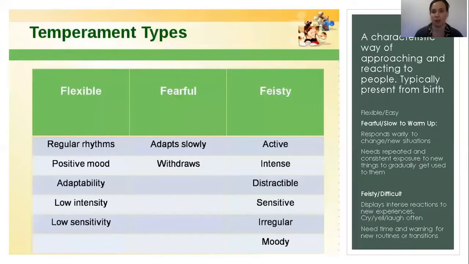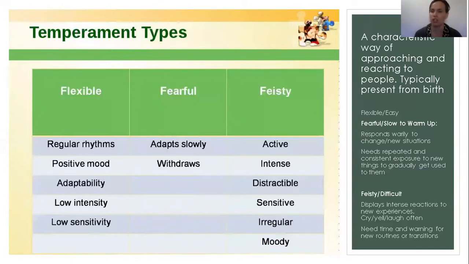We are going to talk about temperament, and really temperament is a way of approaching and reacting to people, and they are most likely present from birth. So in my case, my 3 daughters, I have a feisty and 2 flexibles. With the flexible, it's very what you would call a good baby or an easy baby. We're trying to take away words that have values about it, and we're just saying flexible.